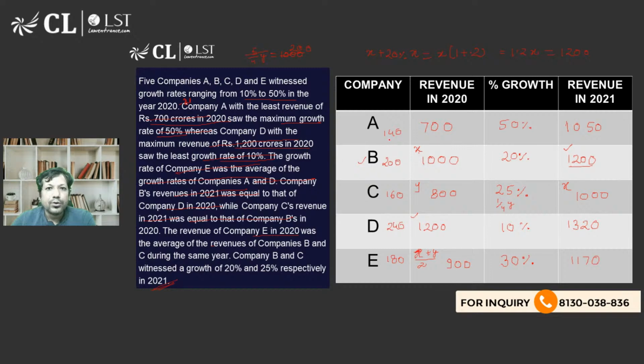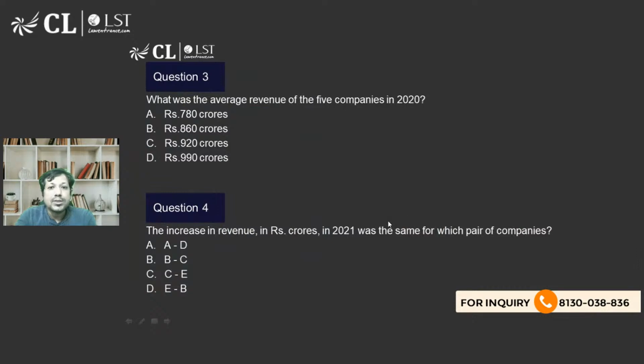So 140 plus 160, that is 300, 300 plus 200, 500. 500 plus 420 comes out to be 920. So the answer of this question is going to be option C, that is 920. Got it? What people generally do is add up all the values, then divide by 5. What you can do is divide by 5 first, then add them up. In this way, you can definitely calculate the average.